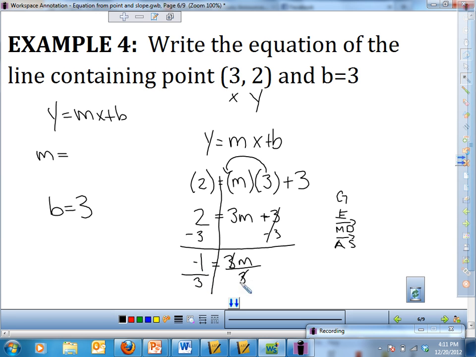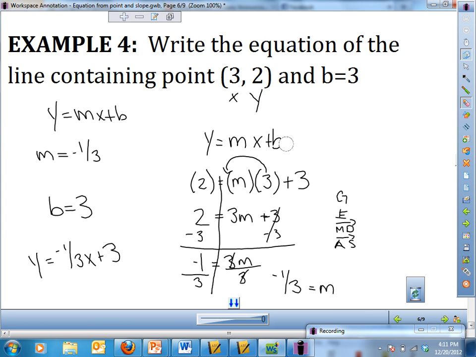Now these 3's cancel out, and when we write this, we're running out of room here. When I do negative 1 divided by 3 in my calculator, I get 0.3 repeating. Since this is a slope and it's okay for it to stay a fraction, I'm just going to write this as negative 1 over 3. So I'm going to rewrite that over here. Negative 1 over 3. Now I have my m and I have my b. I'm going to write my equation. Y equals negative 1 over 3x plus 3.